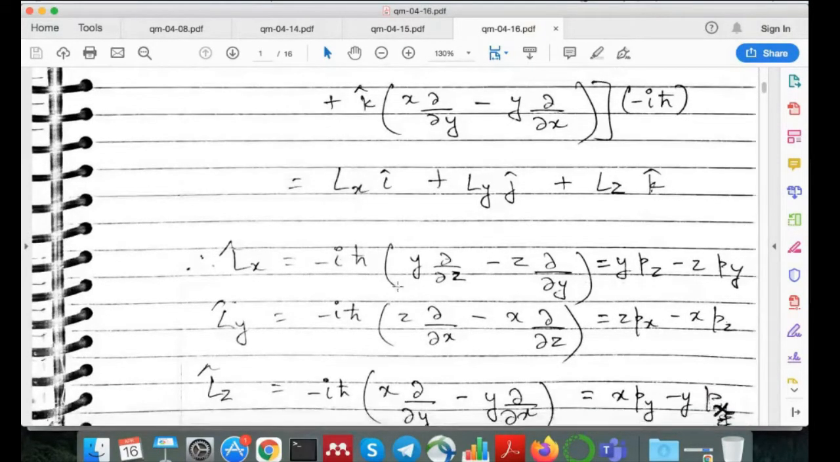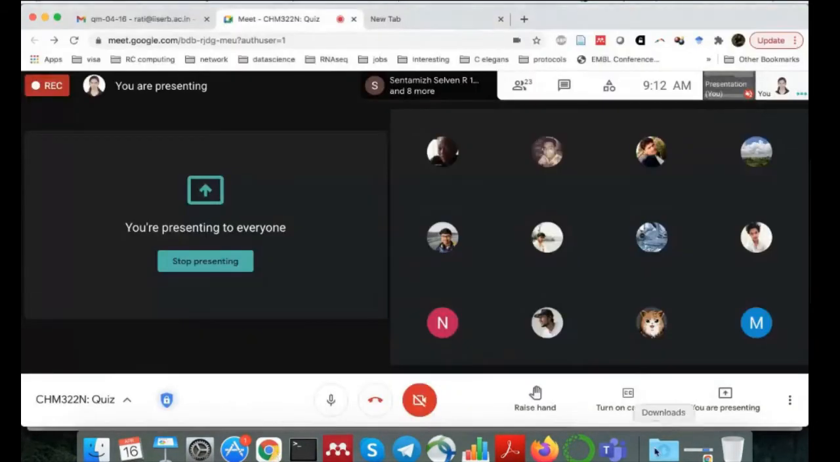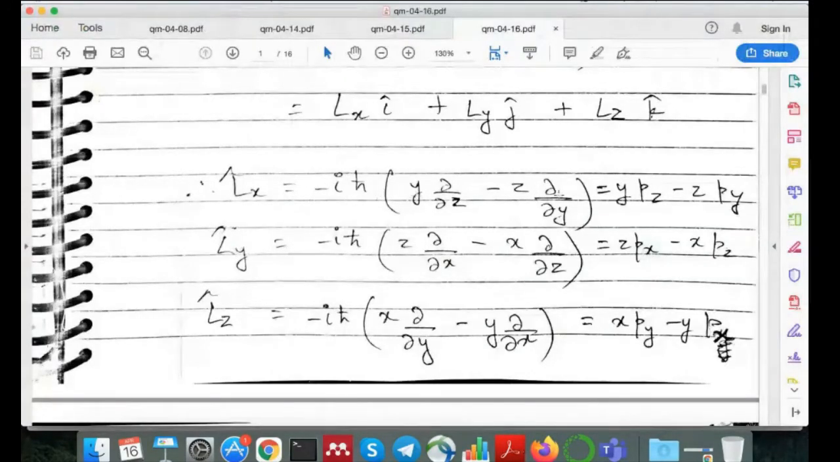Okay, so if you see, the individual components come from the determinant. So you can specify what Lx, Ly, and Lz are. It can also be written in terms of the differentiation operators, or in terms of Px, Py, Pz, right? That is the same thing I've written, because Pz is essentially minus iħ ∂/∂z, right?